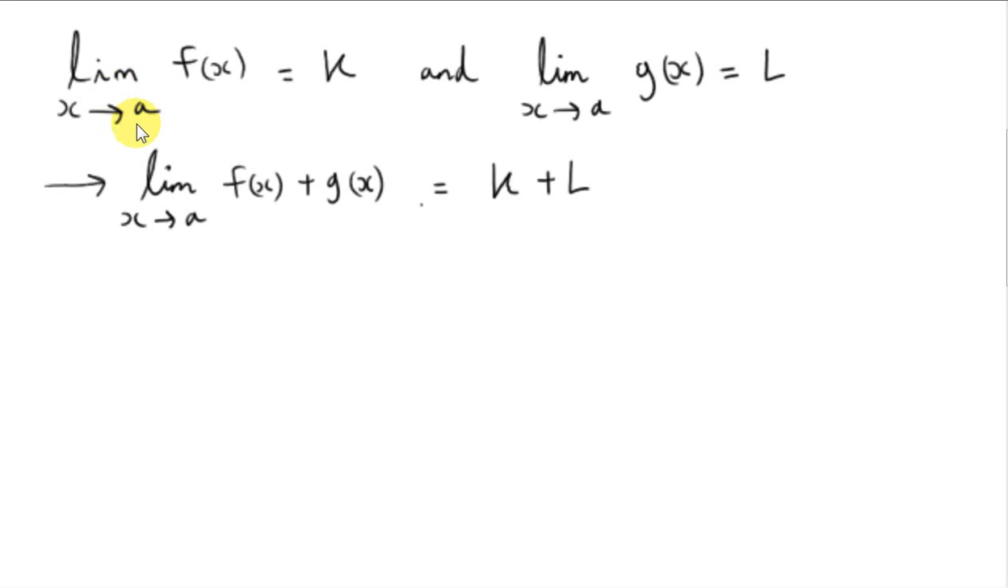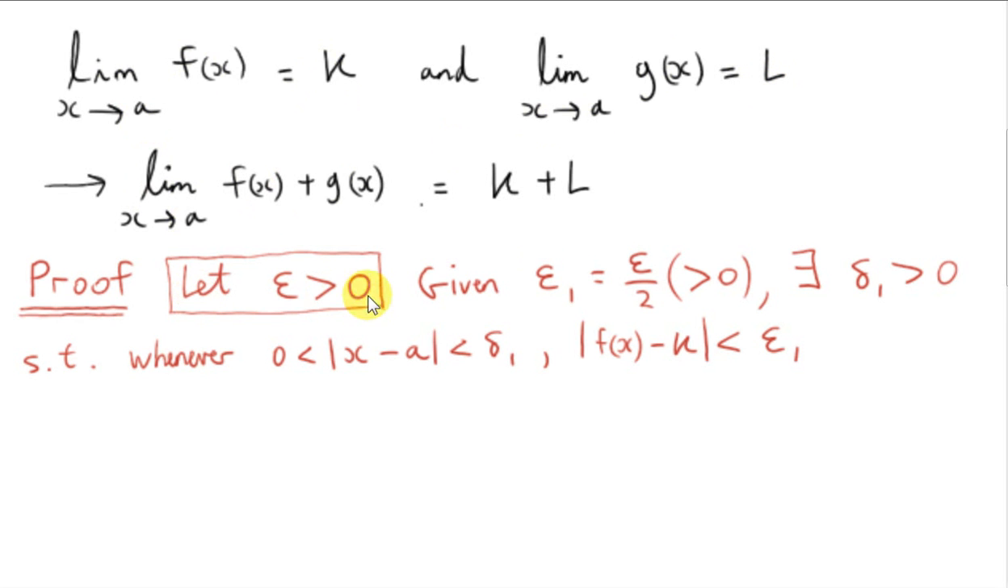Suppose that the limit as x tends towards a of f of x is k and the limit as x tends towards a of g of x is L. We are going to prove that the limit as x tends towards a of the sum of these two functions, f of x plus g of x, is the sum of the limits, k plus L.